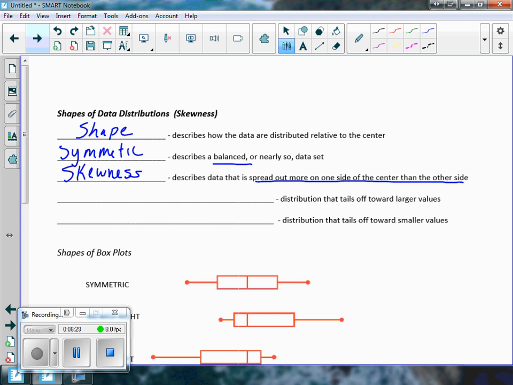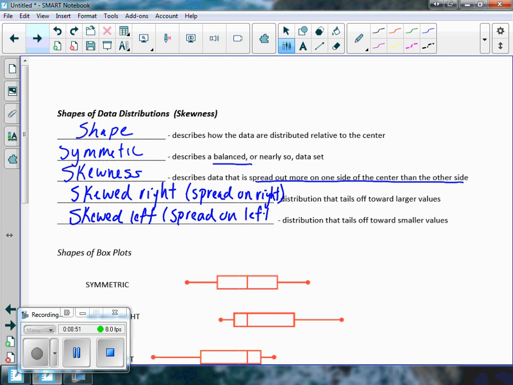So if we have what's called skewed right, that means the data is more spread on the right, as opposed to what's called skewed left, which means that the data is more spread on the left. A lot of times students think that when data is more spread on the right or the left, it means that there's more data there, and that's not necessarily the case. It means more so the data is more spread out on those values.